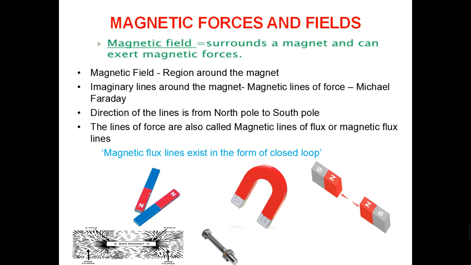The lines of force are also called magnetic lines of flux or magnetic flux lines. Magnetic flux lines exist in the form of closed loops. That is, they travel from north pole to south pole.